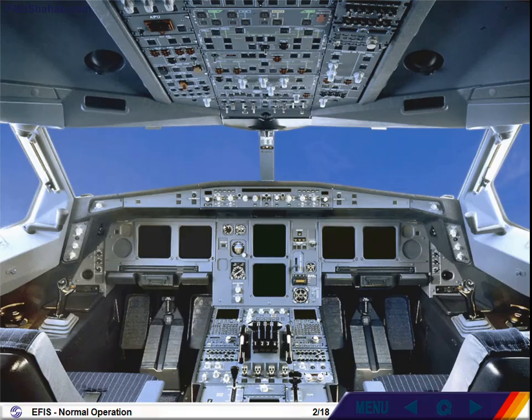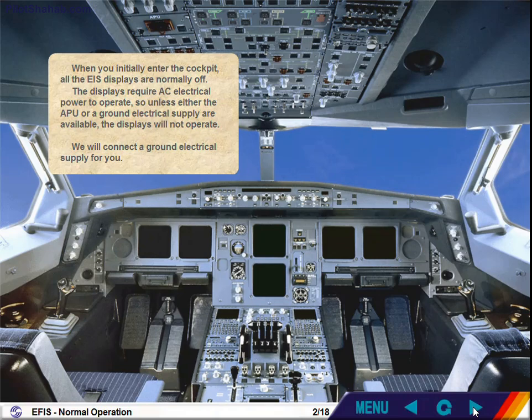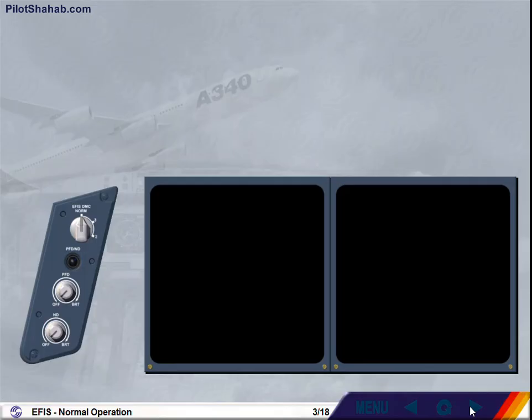When you initially enter the cockpit, all the EIS displays are normally off. The displays require aircraft electrical power to operate, so unless either the APU or a ground electrical supply are available, the displays will not operate. We will connect a ground electrical supply for you. Once aircraft power is available, the displays can be switched on.